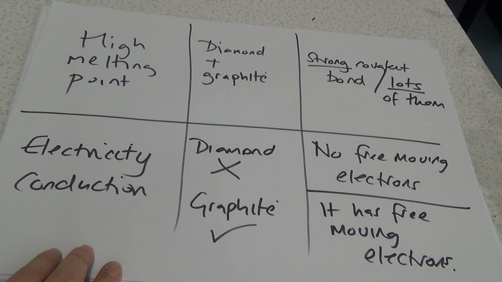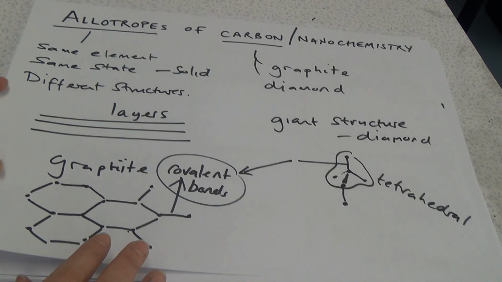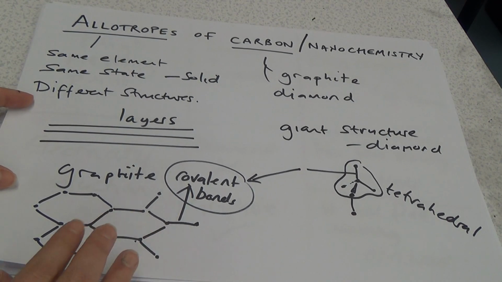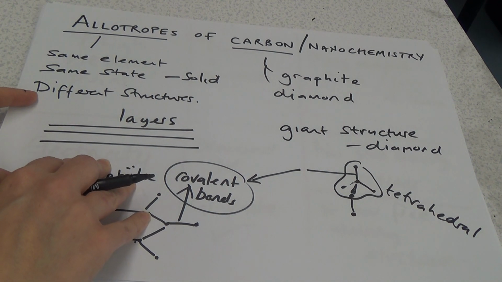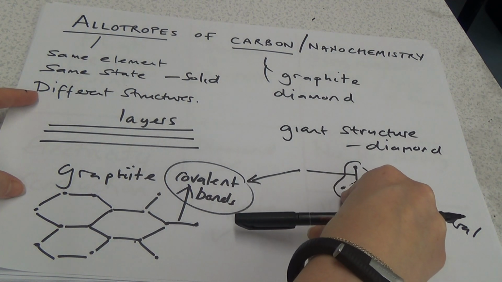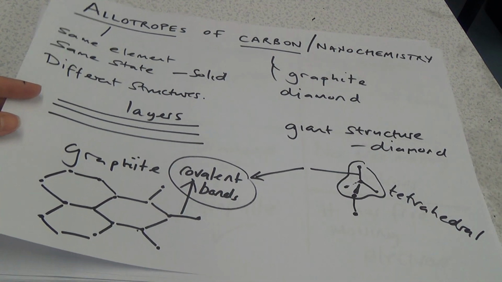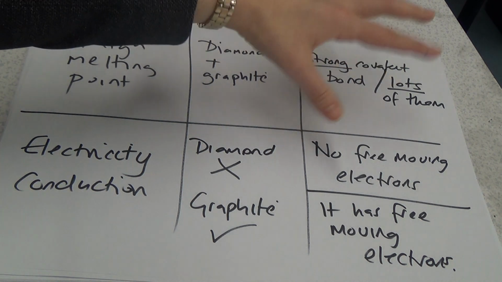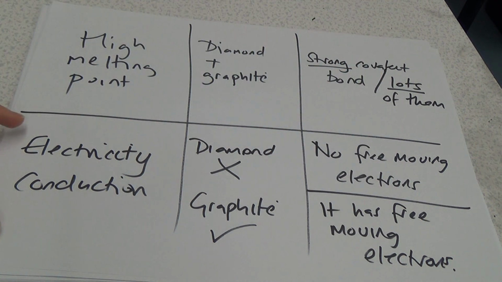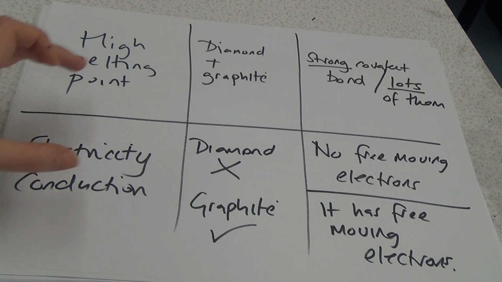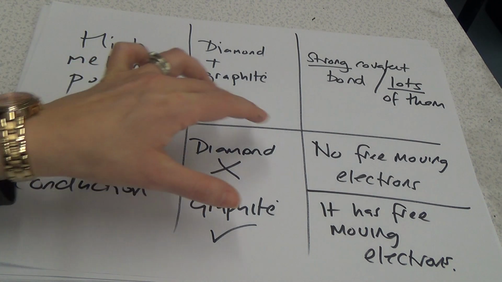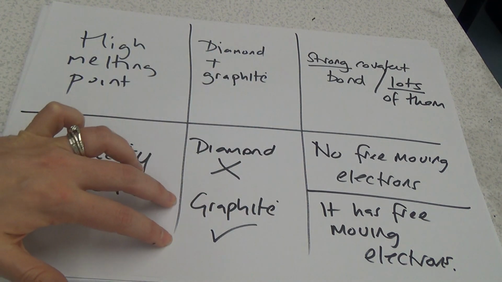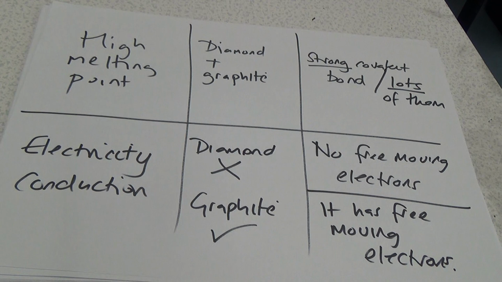Okay, so allotropes, which are the same element, same state, but different structures. The layers held weakly together in the case of graphite, and then the hard, rigid structure of diamond, linking to potential uses. And then the key properties, the high melting point of both of them, linking to the fact that they both have strong covalent bonds and lots of them to break. And in the case of electricity and its ability to conduct, diamond, no, because it has no free moving electrons. Graphite, yes, because it does have free moving electrons.